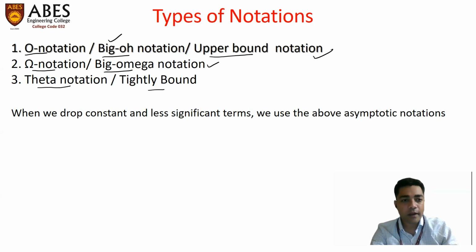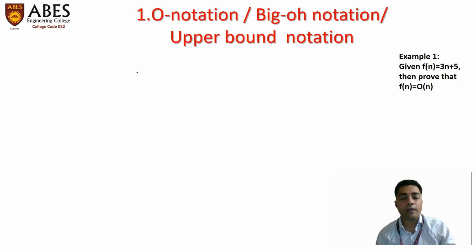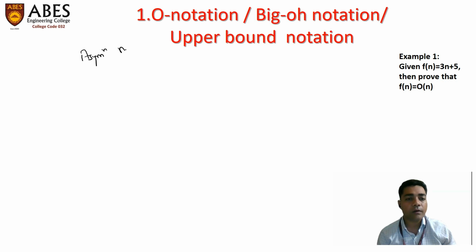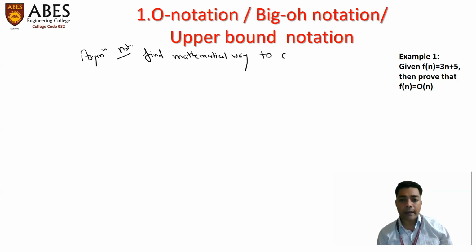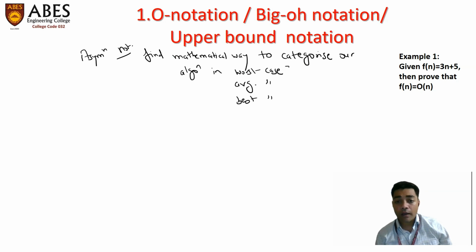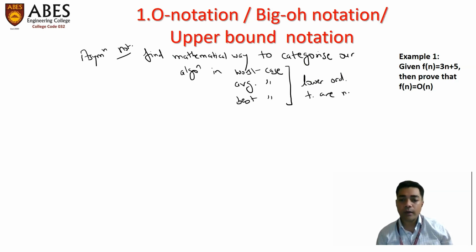Let's first understand what is a big O notation. In asymptotic notation, we are trying to find a mathematical way to categorize our algorithm in worst case, average case, and best case, keeping in mind that lower order terms are going to be neglected. This is what we are trying to achieve with asymptotic notation.